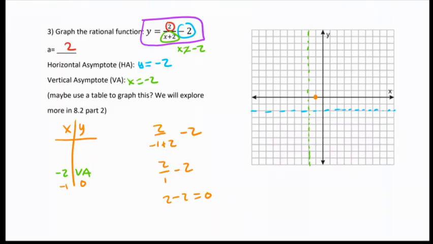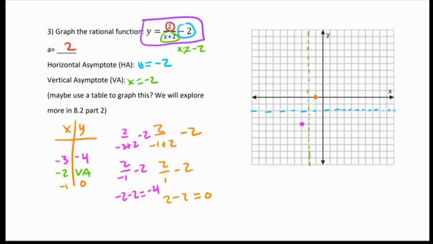And then let's pick a point to the left of it, which would be negative 3. I do 2 over negative 3 plus 2, minus 2, which becomes 2 over negative 1, which becomes negative 2 minus 2, which is negative 4. So negative 1, 2, 3, negative 1, 2, 3, and 4.